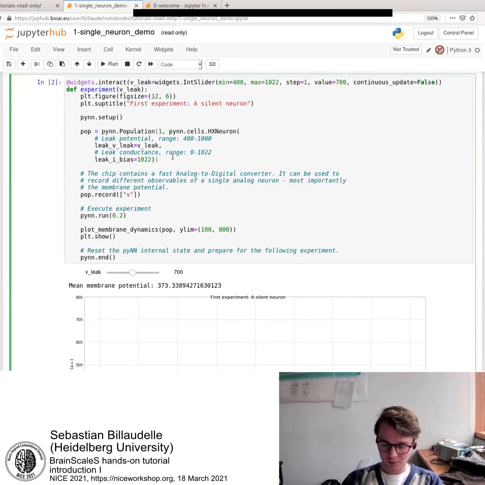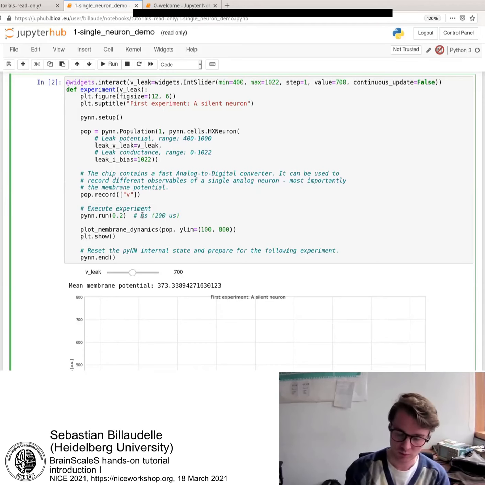Okay, so now that we have our population of one neuron, we tell PyNN to please record the voltage of that neuron, then execute the experiment and plot our results. And this 0.2 is in milliseconds. So PyNN doesn't use SI units, but it uses biologically inspired units, but we directly interpret them as wall clock time. So these 0.2 milliseconds, which is 200 microseconds, tell BrainScaleS 2 to please execute the experiment for 200 microseconds. And this is also what you see here. So it runs for 0.2 milliseconds.